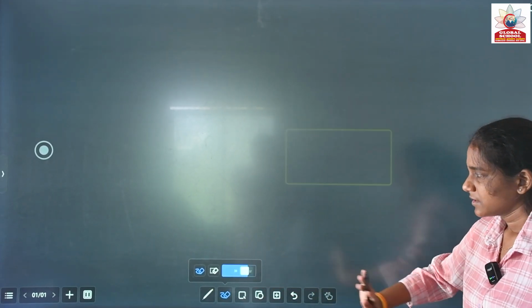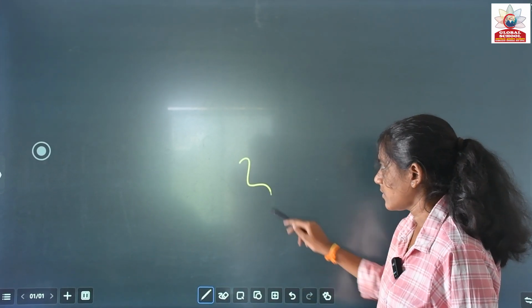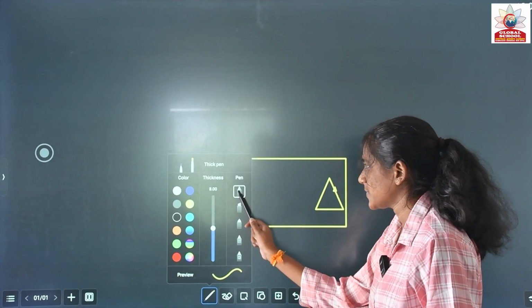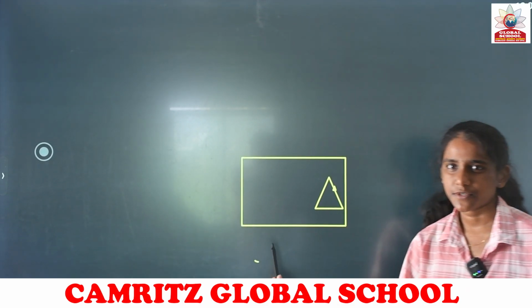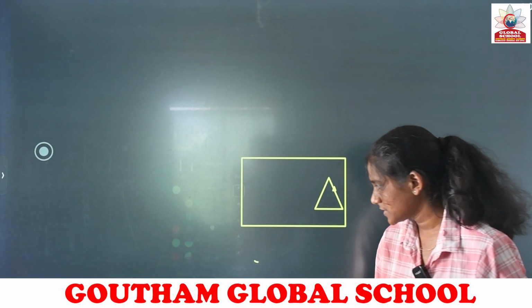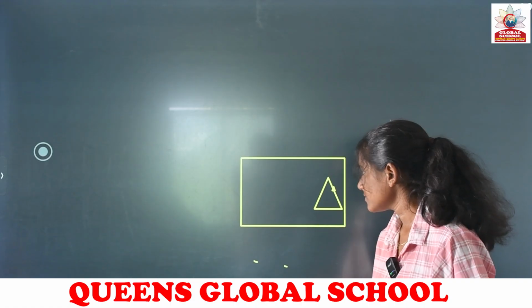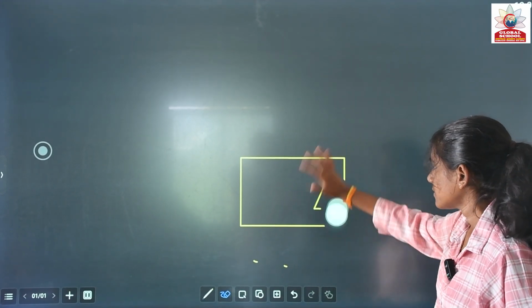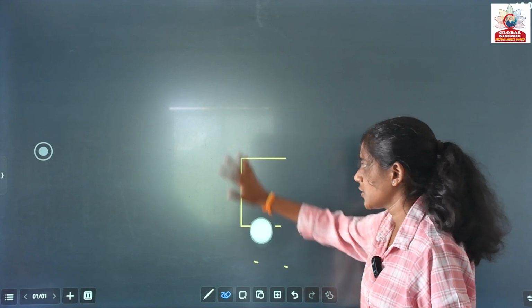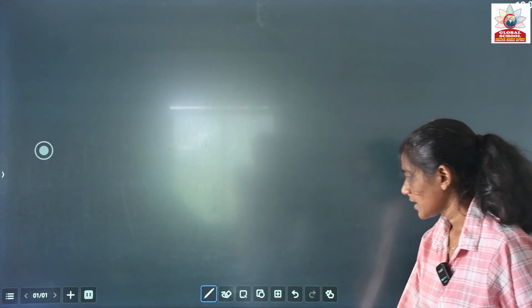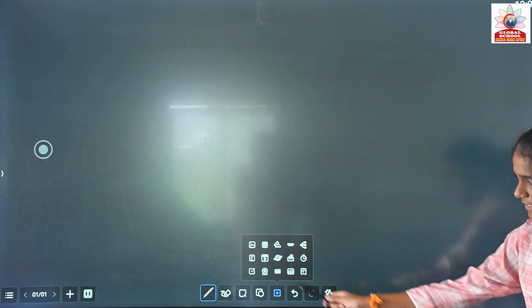You can clean all the board at a time, or else you can use your palm to erase the board. You have to make sure it is on pen, because if it is on shapes option, when you write on the board it will come only in shapes. So you have to just select this. Now, using your palm, you can erase the board also.